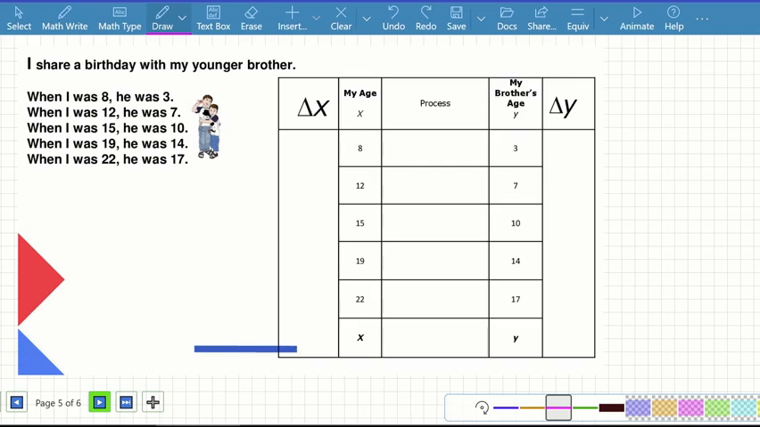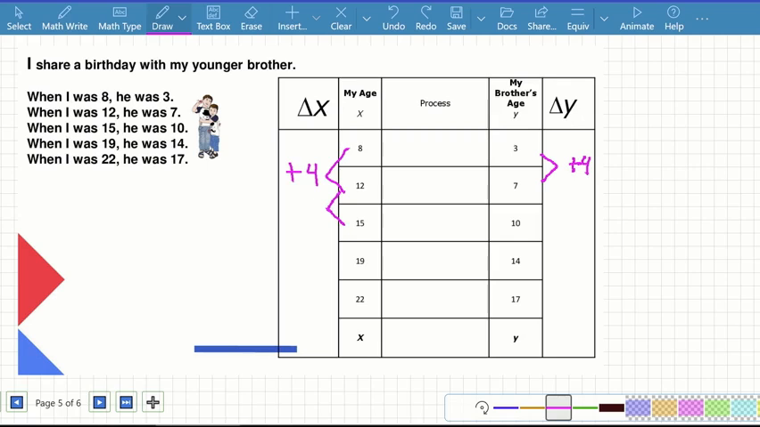The first thing I'm going to want to do is identify the rate of change by calculating delta y over delta x, just like we did before. Now, looking at my age from 8 to 12, that is a change of 4. That means that 4 years have passed for me between 8 and 12. Guess what? That is true for my brother as well. When 4 years pass for me, 4 years pass for him.